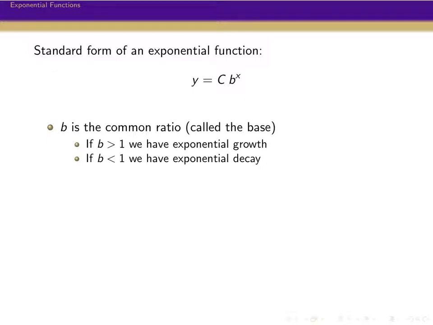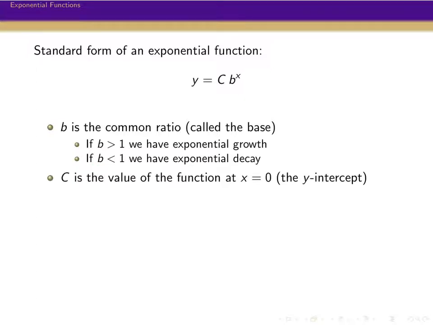If b is bigger than 1, that means as x gets bigger, the function grows bigger, and this is when we have exponential growth. If b is smaller than 1, and really it should be greater than 0, we don't care about negative bases because they're not defined over all the real numbers. If b is between 0 and 1, that's when we have exponential decay. That means as x gets bigger, the function gets smaller and smaller and goes towards 0.